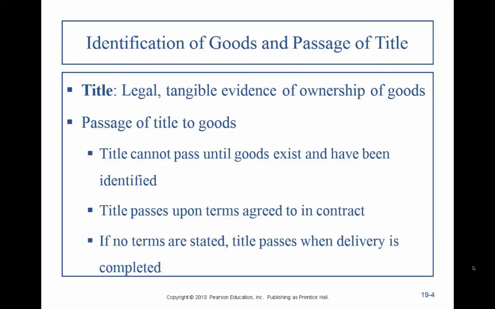Passage of title to goods, yeah, it cannot pass until the goods are in existence. And how does title pass? Well, title passes based on terms that are agreed to in a contract. Just because you have the Uniform Commercial Code doesn't mean that sellers and buyers don't negotiate. They do, and they should, and they can.